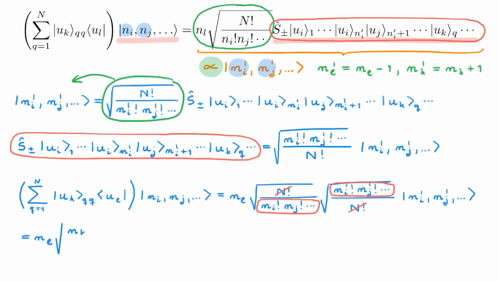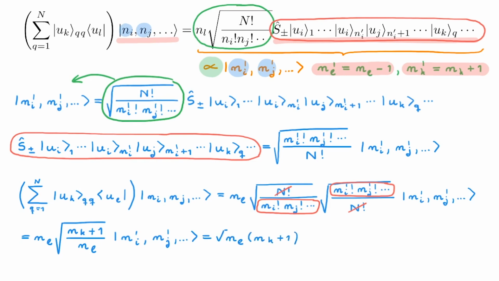One of these terms is nk plus 1, which we get in the numerator because the nk prime term up here is equal to nk plus 1, and the other term is an nl in the denominator because in this case the nl prime term up here is equal to nl minus 1. We then complete the expression with the Fock state, and combining the prefactors we get square root of nl times nk plus 1, and then we write the Fock state in terms of the original n occupation numbers. In this new Fock state, all n's are the same as the original ones, apart from nl which goes to nl minus 1, and nk which goes to nk plus 1.